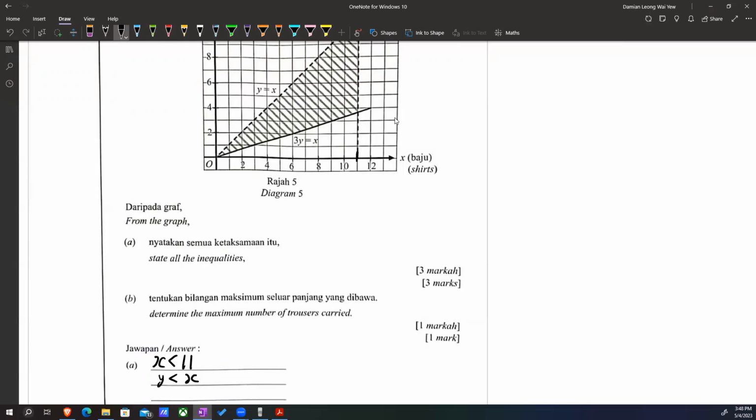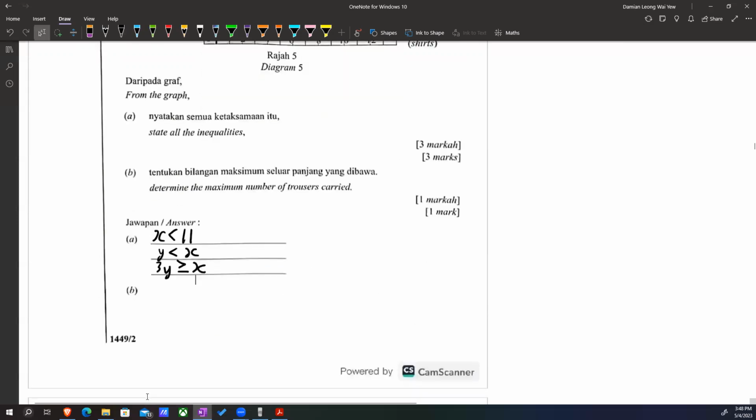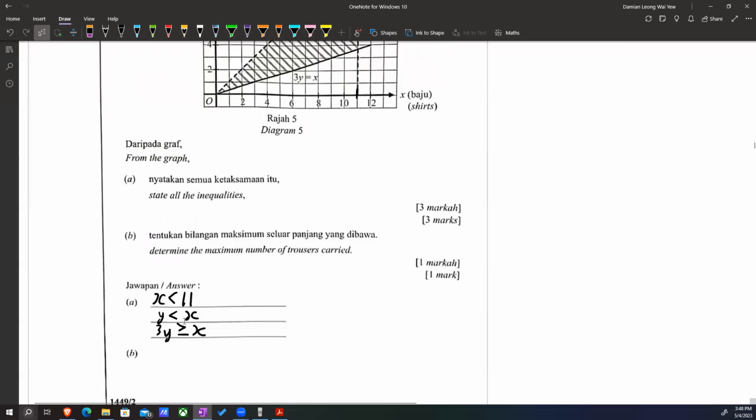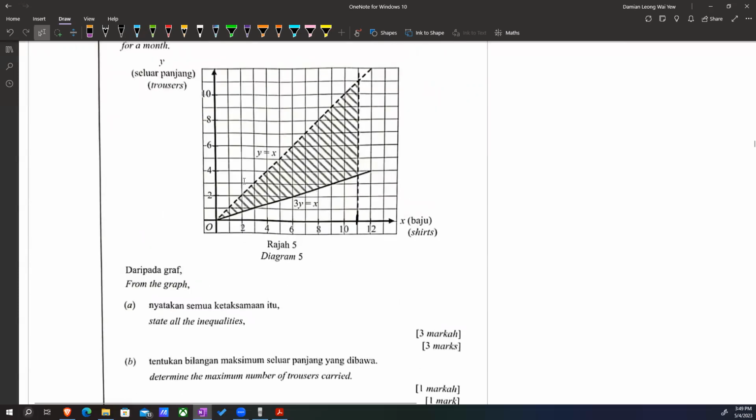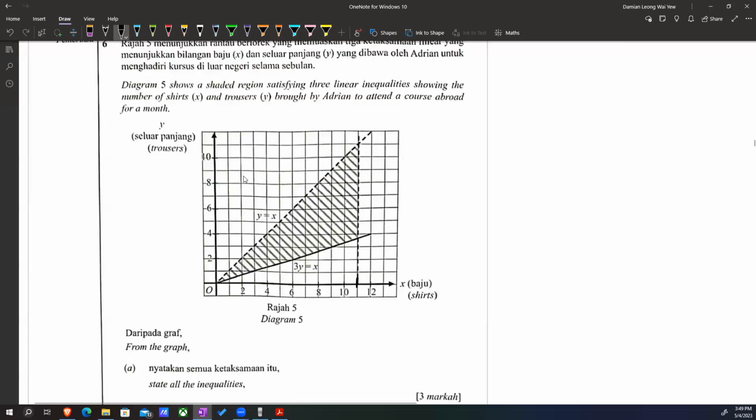And the third one, 3y equals x here. Above, and that's equal because it's a solid line. So 3y more than or equals x. So these are the 3 inequalities. Then I want the maximum number of trousers carried. Trousers is your y, means maximum y. Maximum y would be here. It actually doesn't include this.